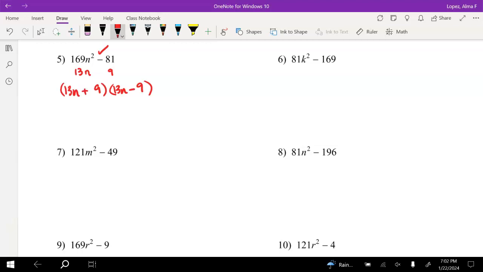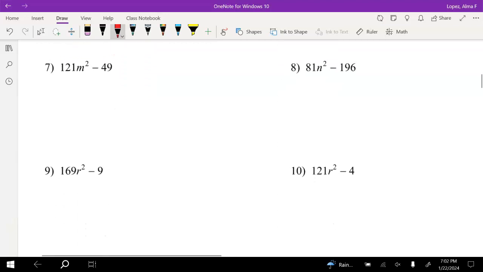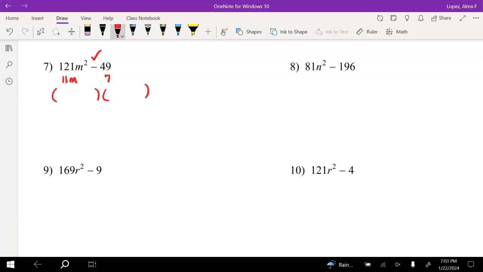Now, let's do number 7, and I'll check this one with you. It is a difference. The number being squared in the first position is an 11 and an m. Number being squared in the last position is a 7. Since it is a difference of two perfect squares, we can open up our two parentheses factors. First base goes in the first position. The second base goes in the second position of each term, and we put in a plus or minus. Now let's check and see why that works.